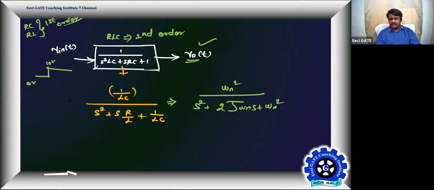How V naught of t will respond, then you can bring all the understanding from control system, the step response of a standard second order system, into play. That depends on your damping. If damping is between 0 to 1, it is underdamped performance. Damping equal to 1, it's critically damped. Damping greater than 1, it is overdamped. Bring all these fundamentals from control system. That's a link between the two topics, control system and electric circuits. Easy?